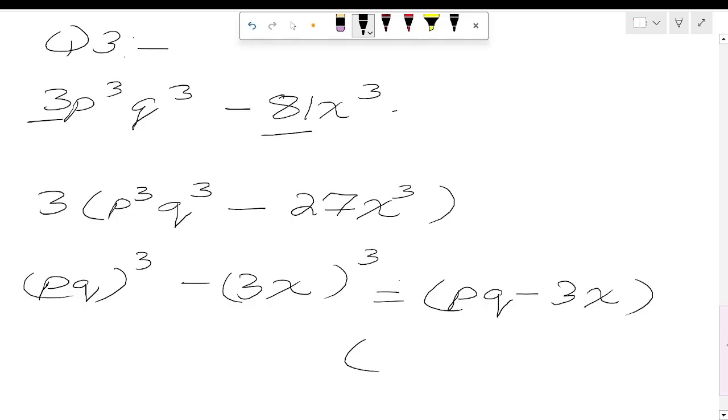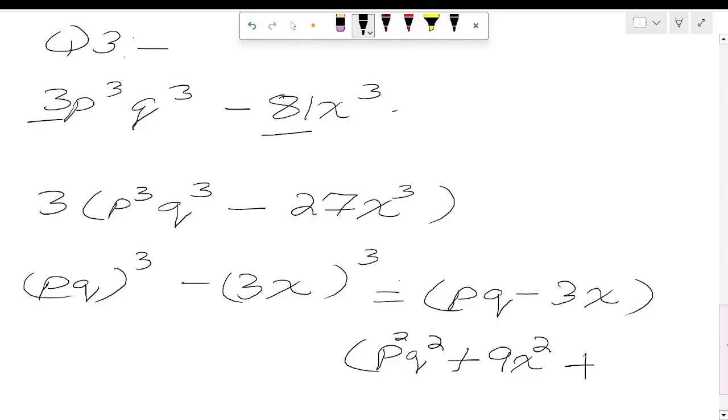Then I'll write a square plus b square minus ab. So a square in this case is p square q square. Then we have plus b square, so I'll write plus, and b is 3x, so it will be 9x. Then I'll write subtracted from ab.